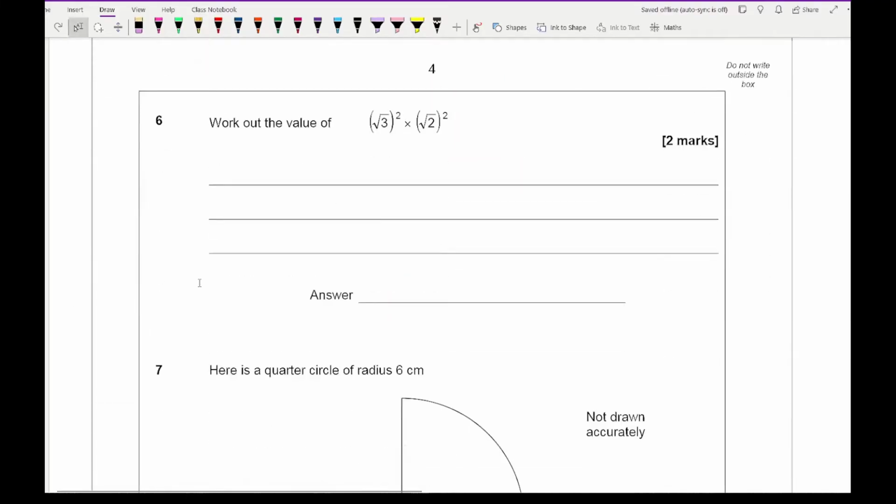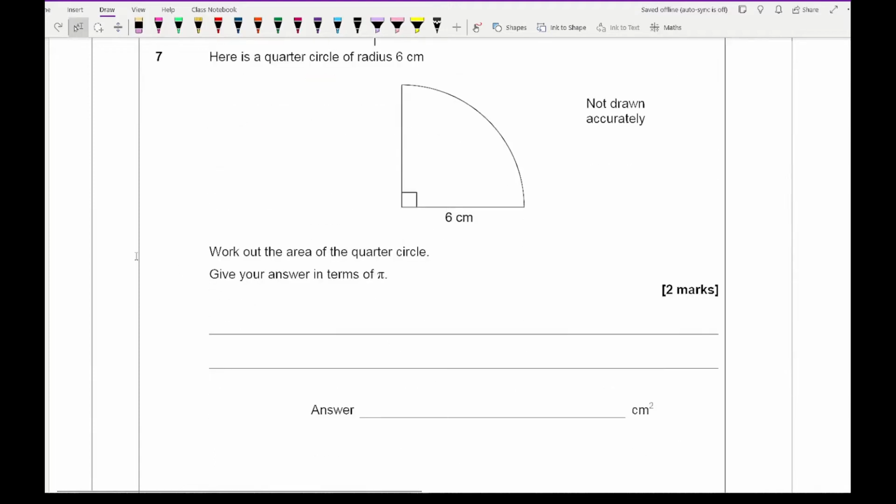Then moving on to question 6, it says work out the value of root 3 squared times root 2 squared. So root 3 squared is 3 and root 2 squared is 2, so it's 3 times 2, which is 6.